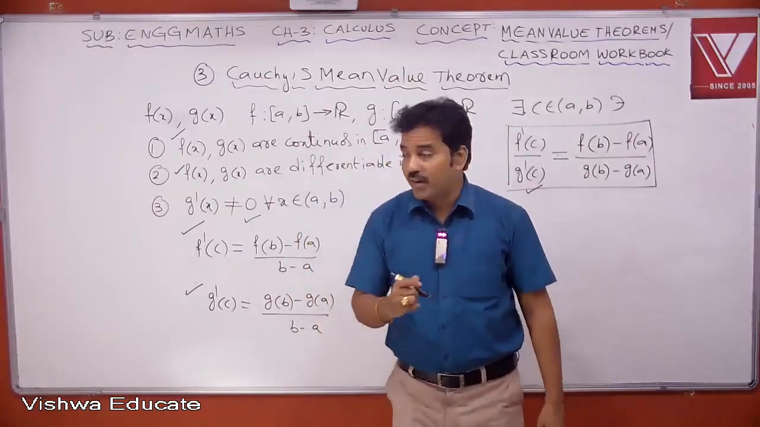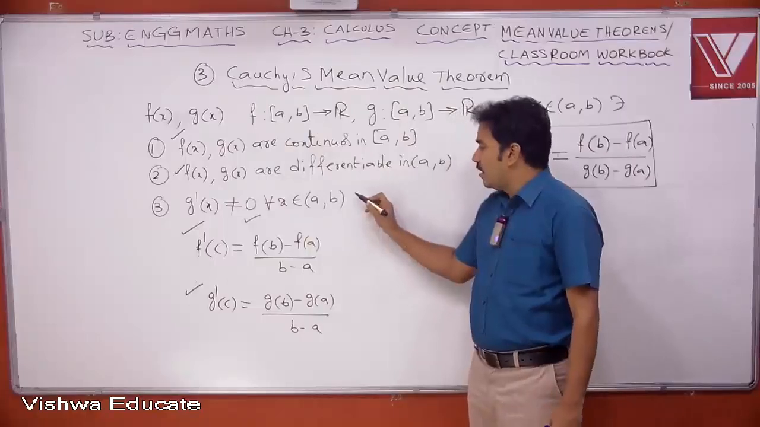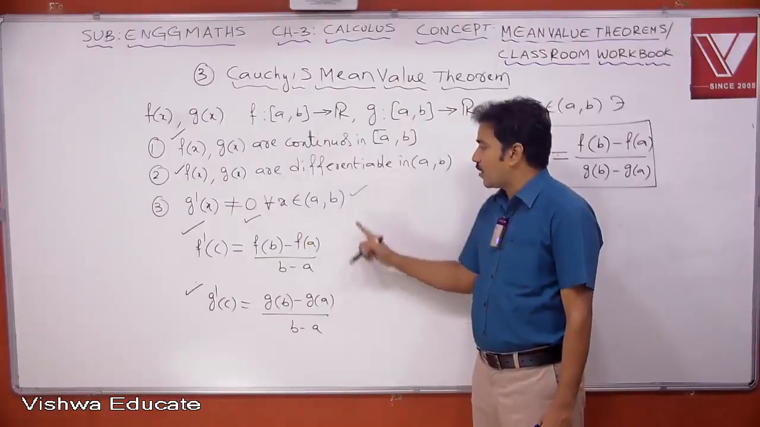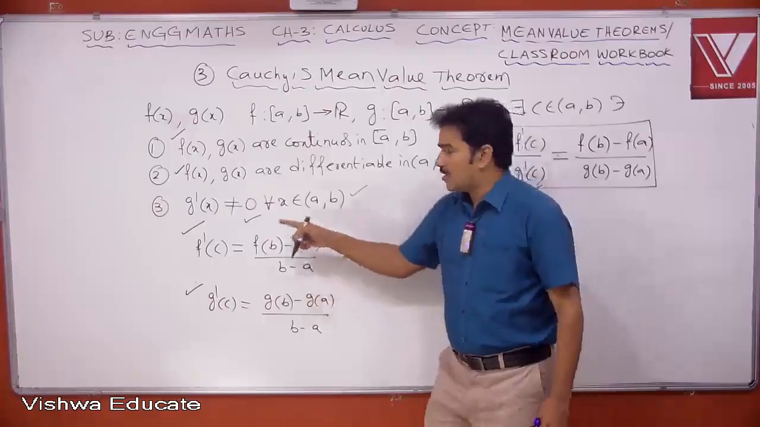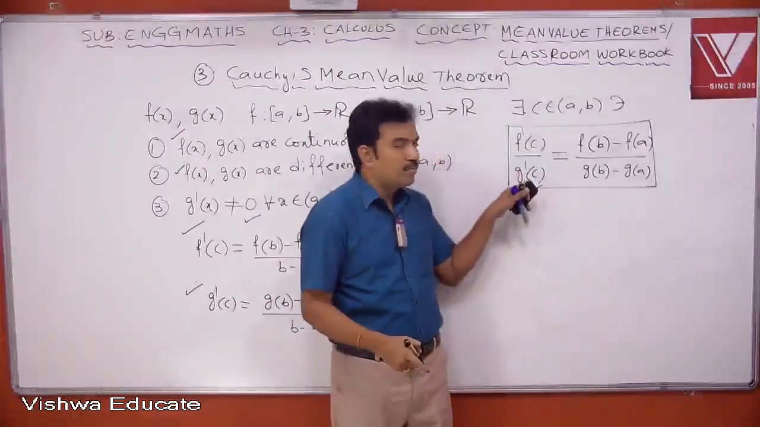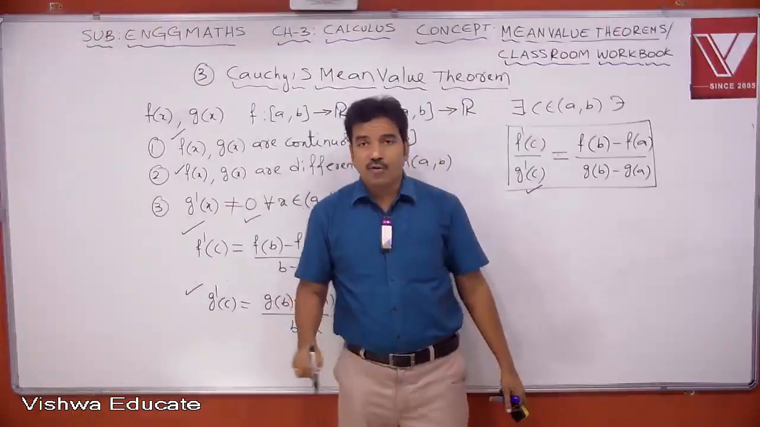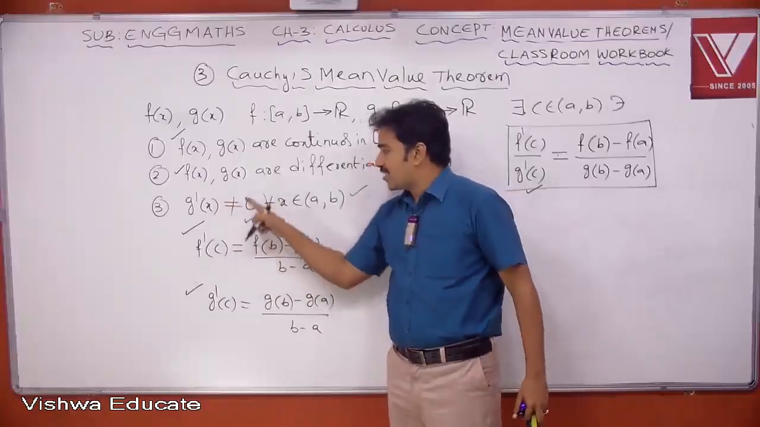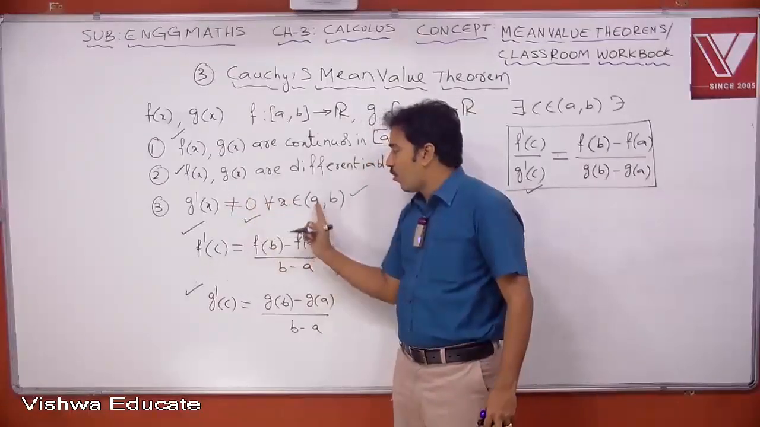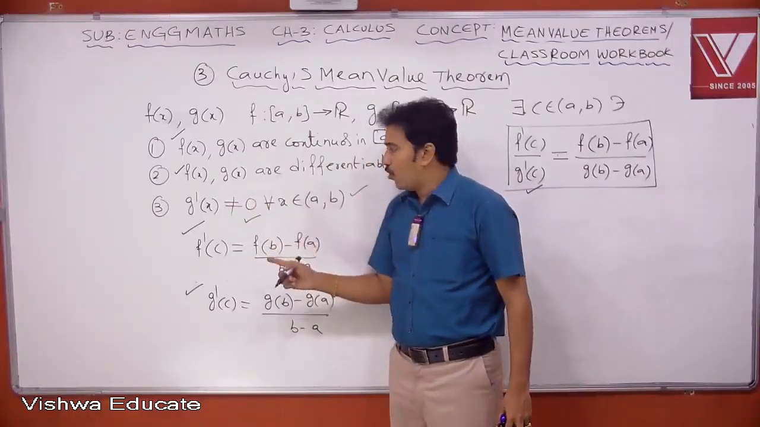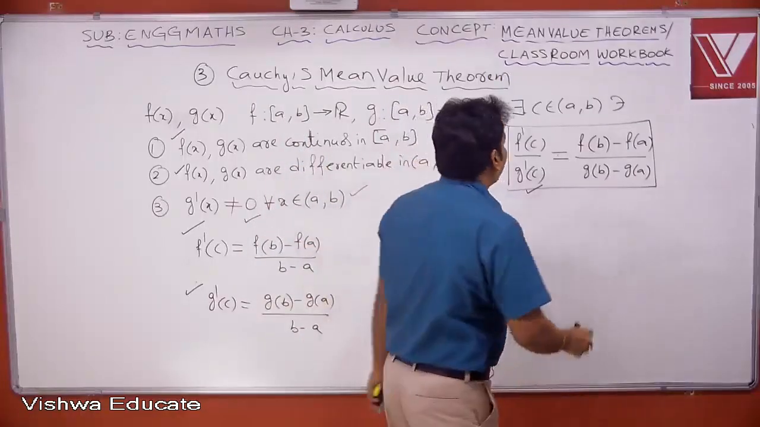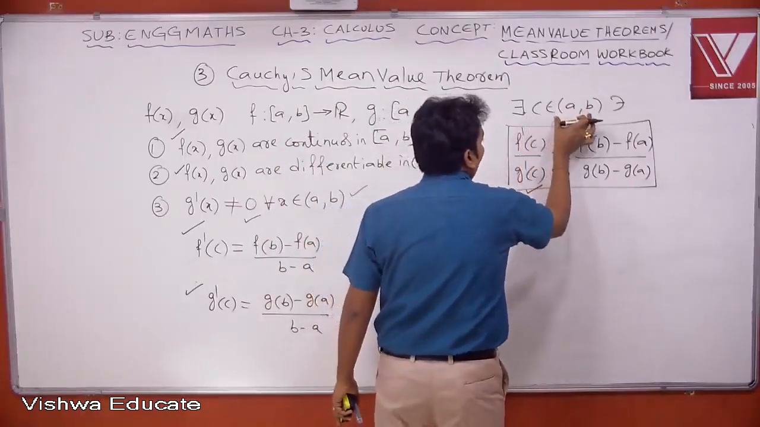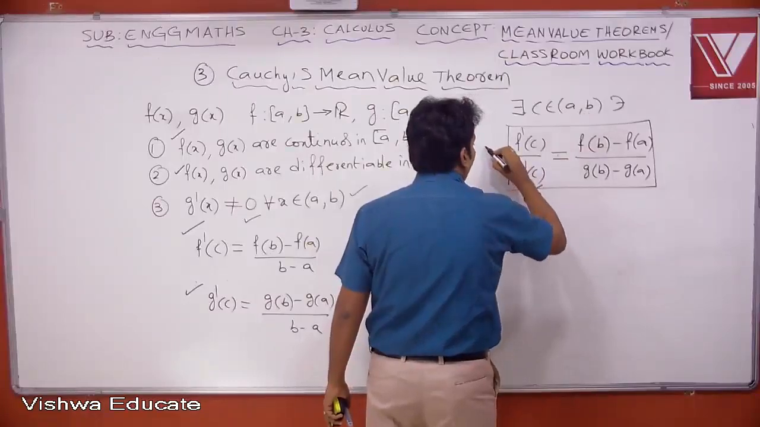So for safety, we take g dash of x not equal to 0 for all x belonging to a comma b. Since g dash of c is written in the denominator, it should not be 0. Therefore, as a safety measure, let us take g dash of x not equal to 0 for all x belonging to this. Therefore, whenever two functions satisfy these three conditions, then at least at one point c in open interval a comma b, this will happen.